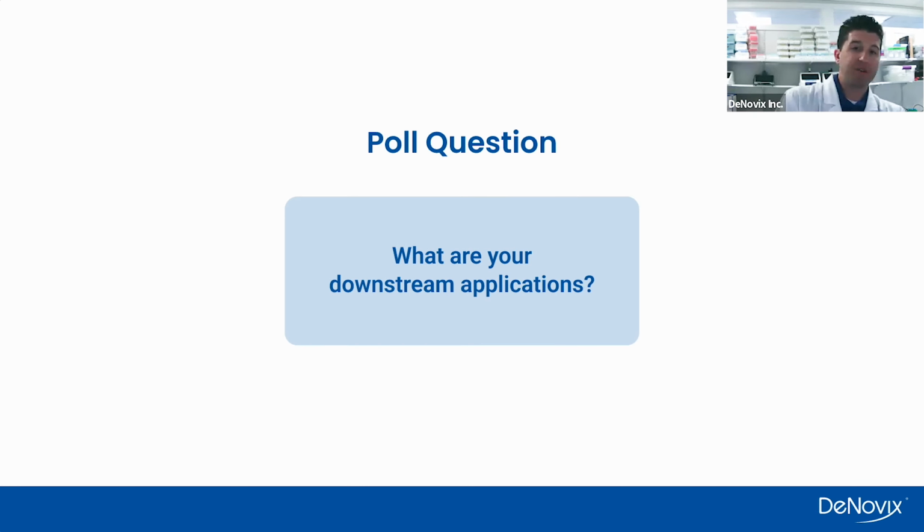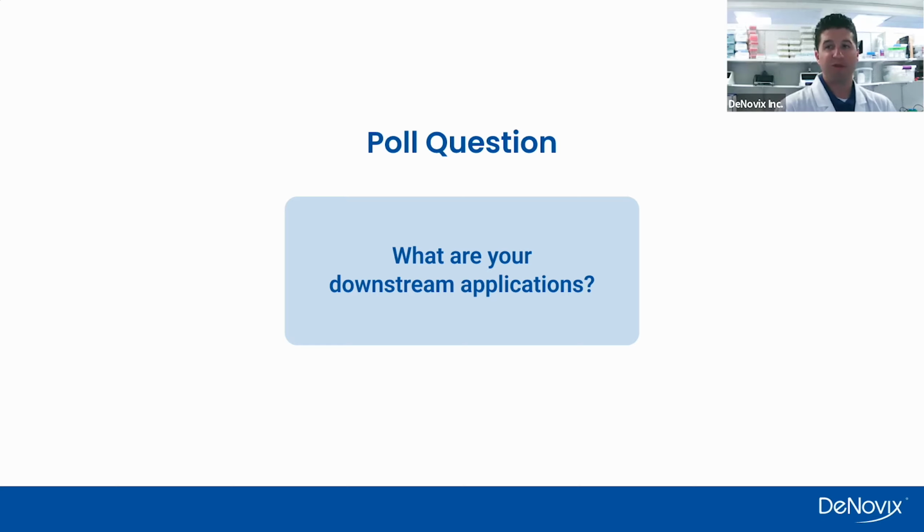So I'd like to pause for a poll question before we go any further. And I'd like to get a feel for people who are attending. What are your downstream applications? What are you going to do with these nuclei once you've isolated them? Are you going to do ATAC-seq, RNA-seq, flow cytometry? Is there something we haven't considered? If you wouldn't mind entering that into the panel questions, it'd be nice to know what other techniques are out there that people are using for these isolated nuclei.